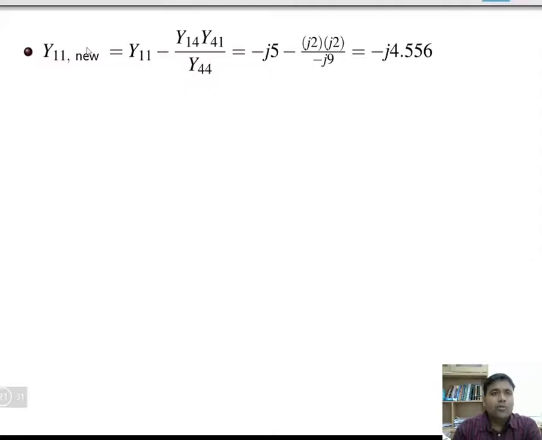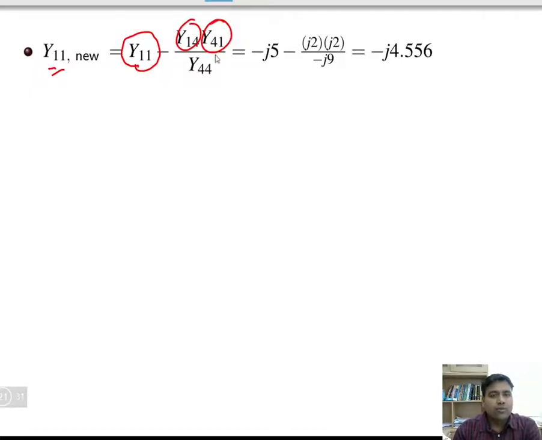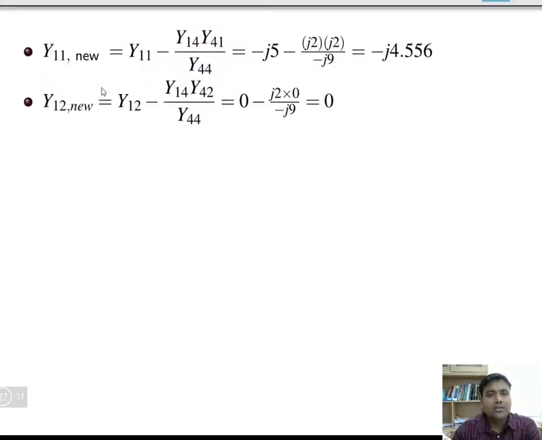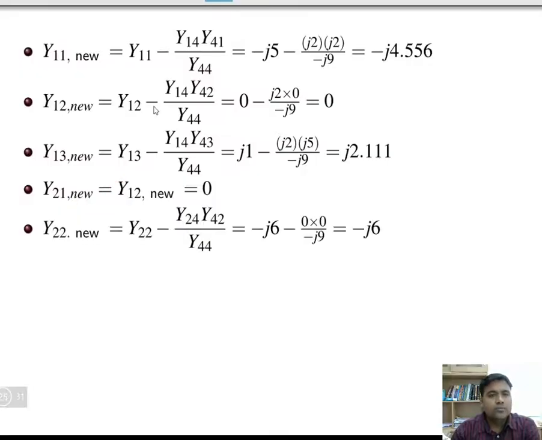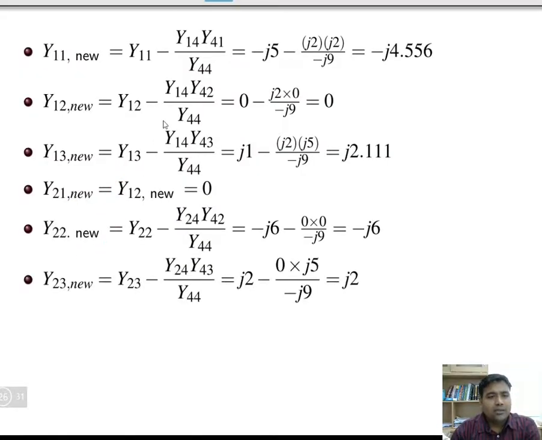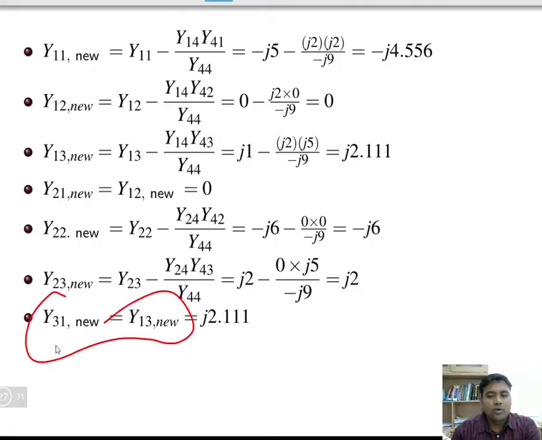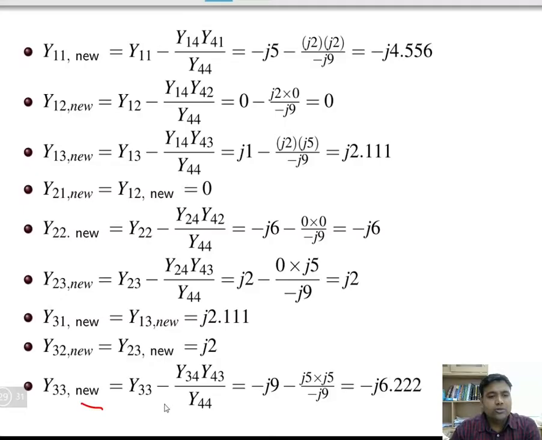The element we have to obtain, y11 new, is y11 minus y14 into y41 by y44. This corresponds to the formula that we are using to obtain the new admittances. Similarly, we can obtain y12 new, then y13 new, and it is a symmetrical matrix, so y21 is equal to y12. We'll obtain y22 new and then y23 new, and it is a symmetrical matrix, so y31 is equal to y13, y32 will be equal to y23, and y33 we are going to obtain.